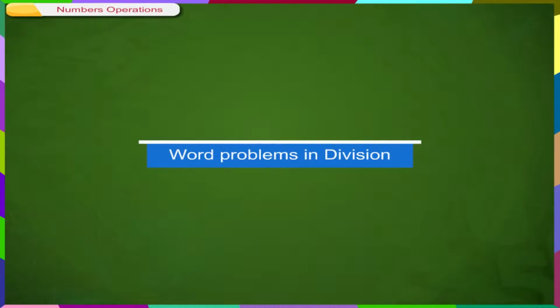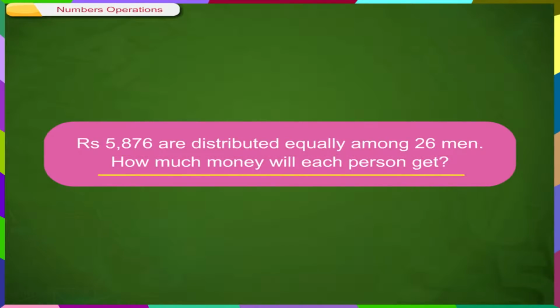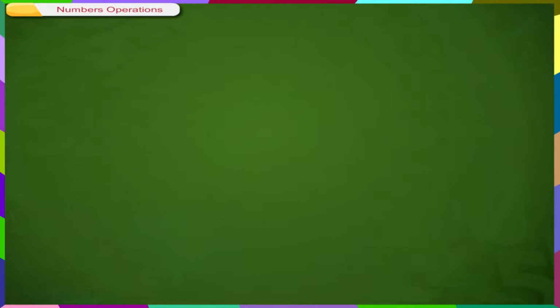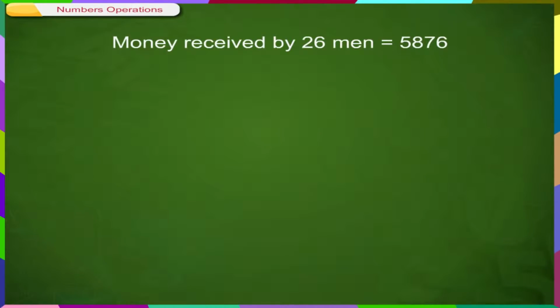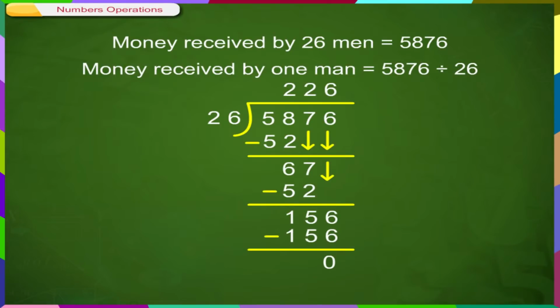Word problems in division. Rupees 5876 are distributed equally among 26 men. How much money will each person get? Solution. Money received by 26 men is equal to 5876. So, money received by one man is equal to 5876 divided by 26. On dividing 5876 by 26, we get quotient as 226. Therefore, money received by one man is rupees 226.